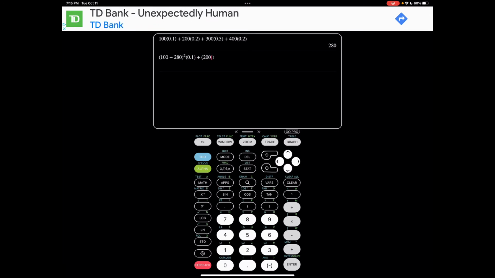plus 200 minus 280, quantity squared, times, I believe that probably was 0.2, plus 300 minus 280 squared, and then we multiply that by 0.5. Plus lastly, 400 minus 280, close parentheses, square, hit my x squared button, times 0.2. What's that probability? And we get 7,600.